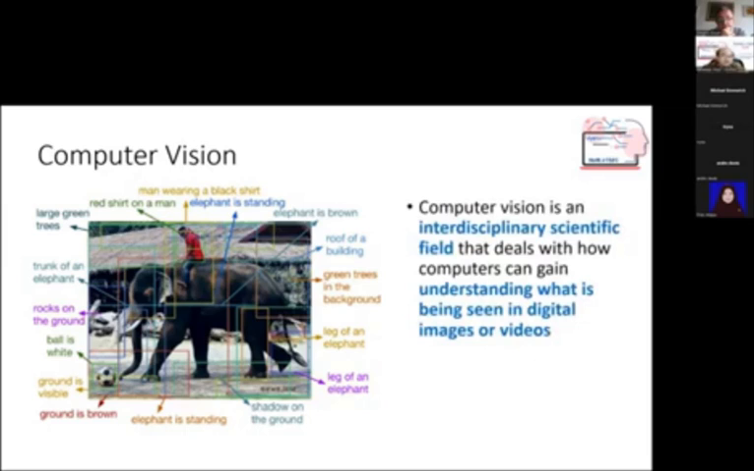So, computer vision is an interdisciplinary scientific field that deals with how computers can gain understanding of what is being seen in digital images or videos.